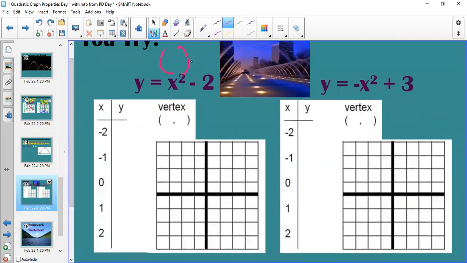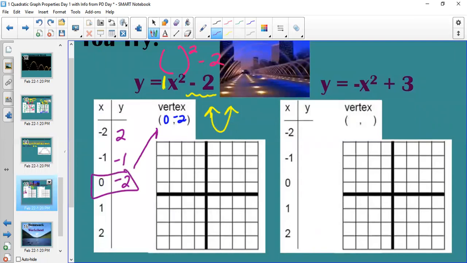So we're going to do our x squared and then we're going to subtract 2. I already know our A term is 1. I know it's going to open up. I know our C term, our constant, is -2. So I know our vertex is going to be at 0, -2. All right, so let's plug these in and check everything out. If I plug in -2, -2 squared is 4. 4 minus 2 is 2. -1 squared is 1. Minus 2 is -1. 0 squared is 0. Minus 2 is -2. That's good because this should match that.